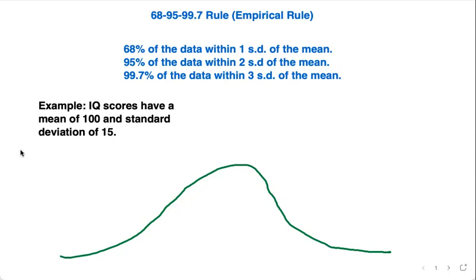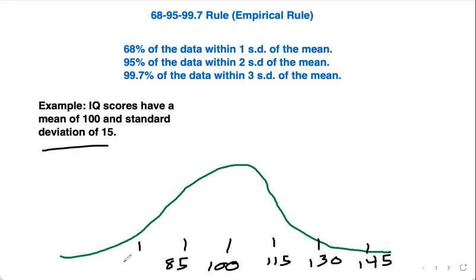For example, let's say IQ scores have a mean of 100, a standard deviation of 15, and they follow a normal distribution. So what we could do here is start by going right down the middle. The mean would be 100. Then what I would recommend doing is just adding the standard deviation 3 times to the right: add 15, add 15, add 15, and then subtract the standard deviation 3 times to the left: subtract 15, subtract 15, and subtract 15.